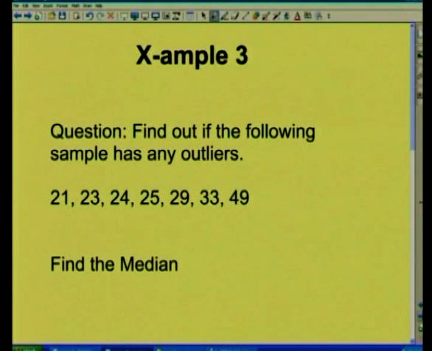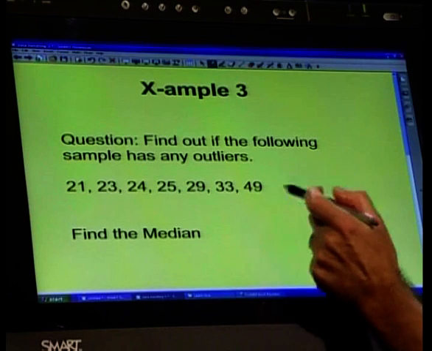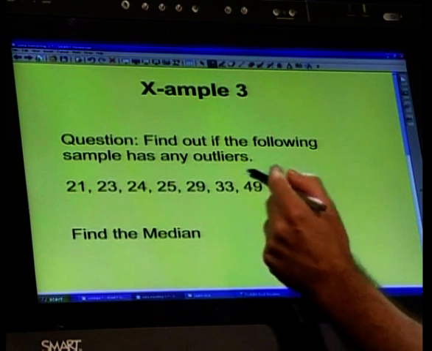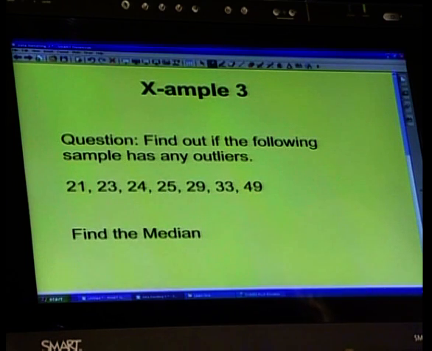Let's take another look at a new example, and we're going to look at how to find outliers. Again, this is going to relate to the box and whisker diagram. Here I get given a sample, and it asks the question, find out if the following sample has any outliers. On the surface of things, I might think that this number 49 is an outlier. It does look like it's quite far away from the rest of the sample. But I would need to check this and make sure that this is the case.